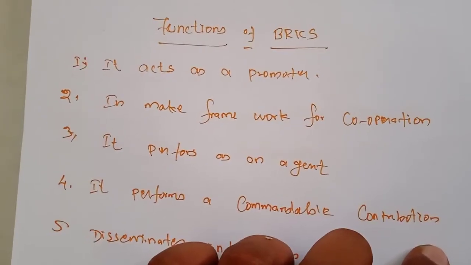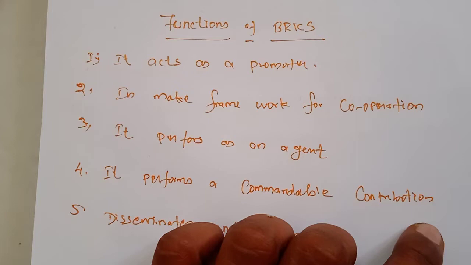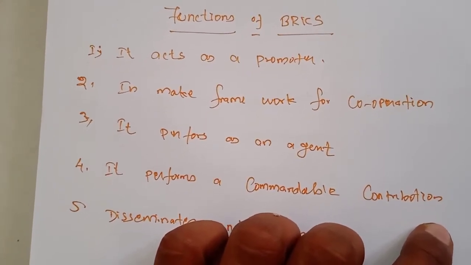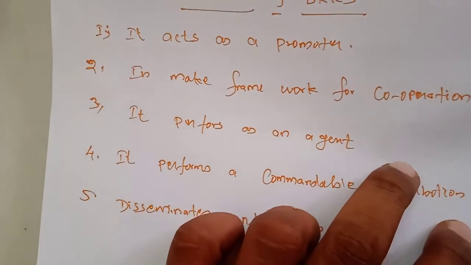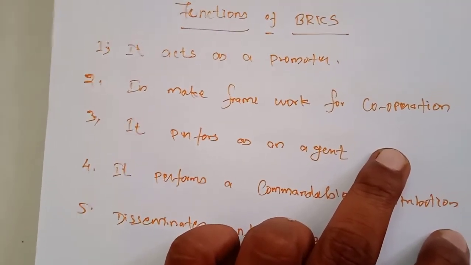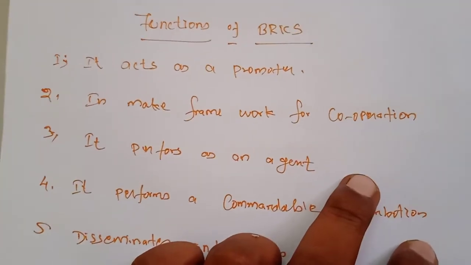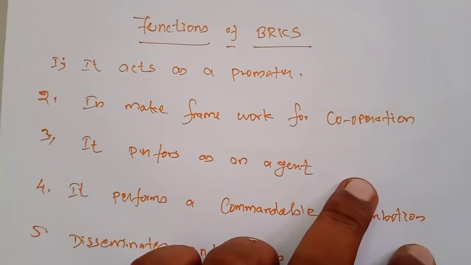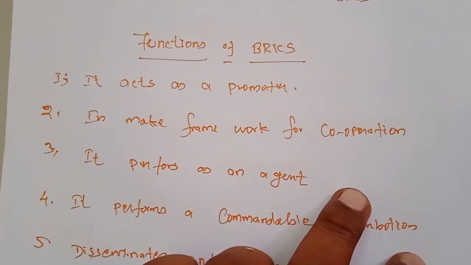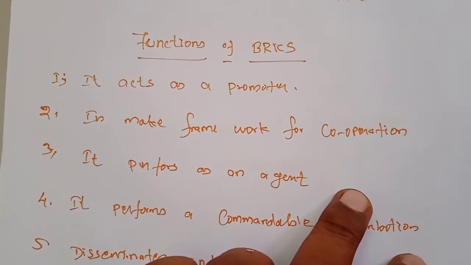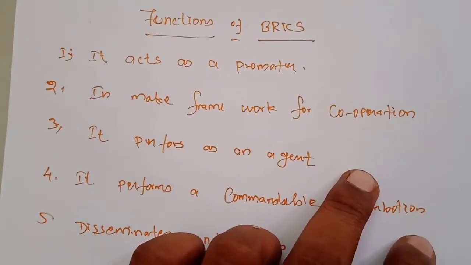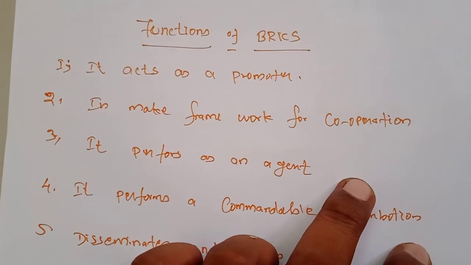Next, BRICS performs as an agent to bridge the increasing gap between developed and developing countries. So it also created a relationship among the developed and developing countries. What help is needed for the developed and the developing nations?